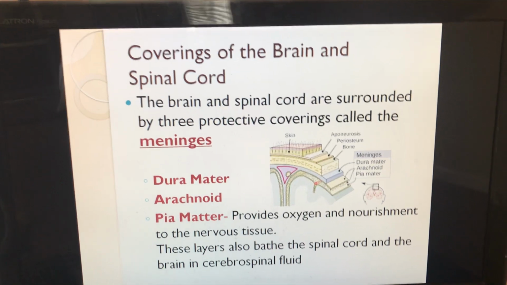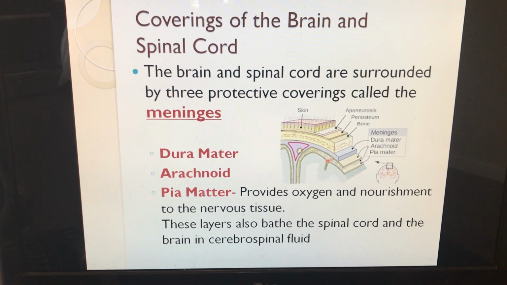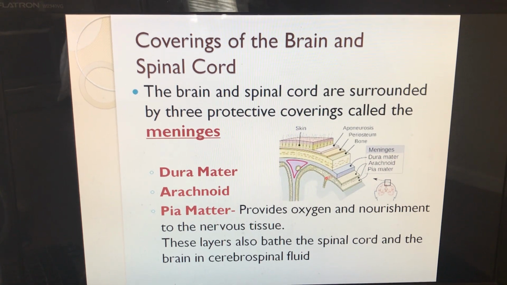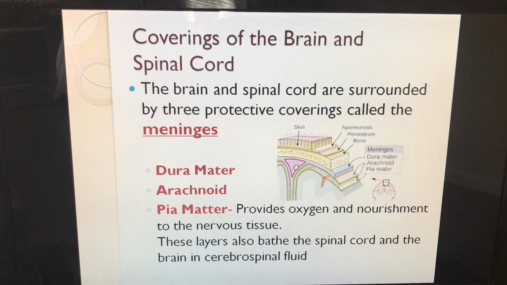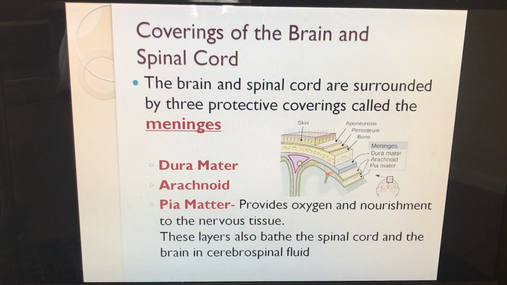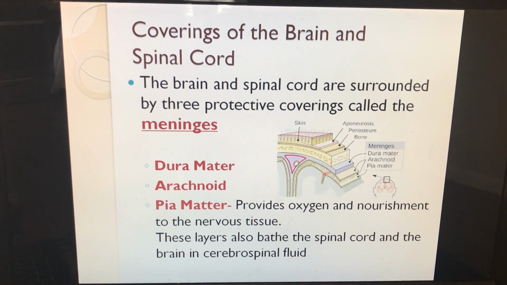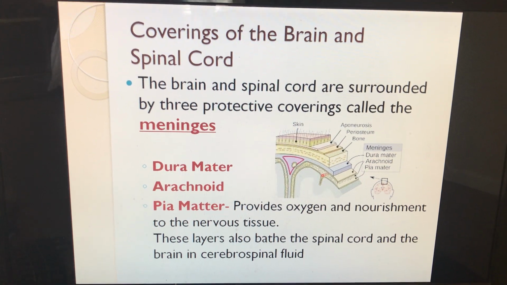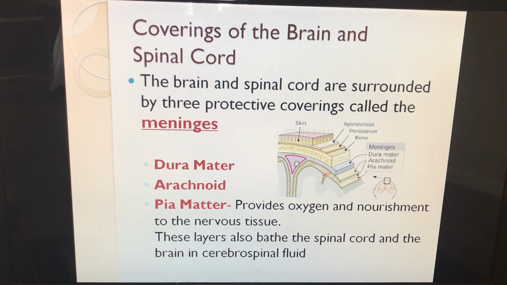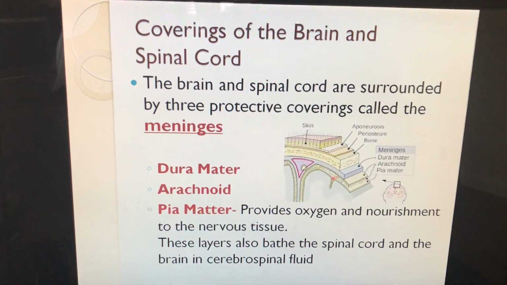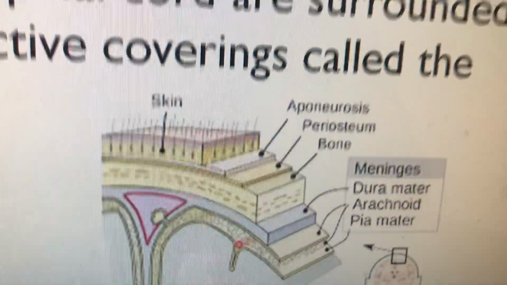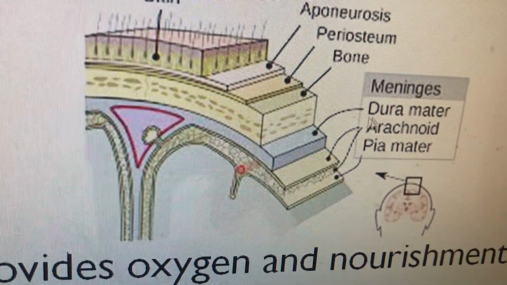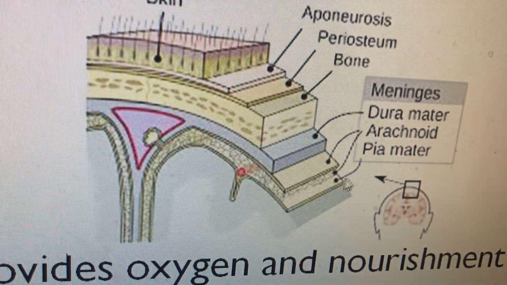So, coverings of the brain and spinal cord. The brain and spinal cord are surrounded by 3 protective coverings called the meninges. And that is your dura mater, your arachnoid, and the pia mater. The pia mater provides oxygen and nourishment to the nervous tissue. And these layers also bathe the spinal cord and the brain in cerebral spinal fluid. So here are the 3 layers: your dura mater, your arachnoid, and the pia mater.